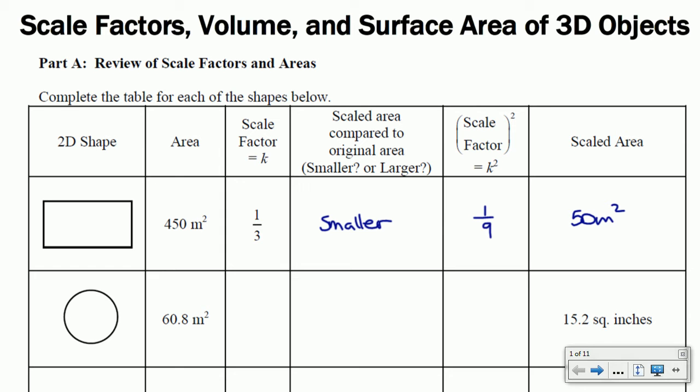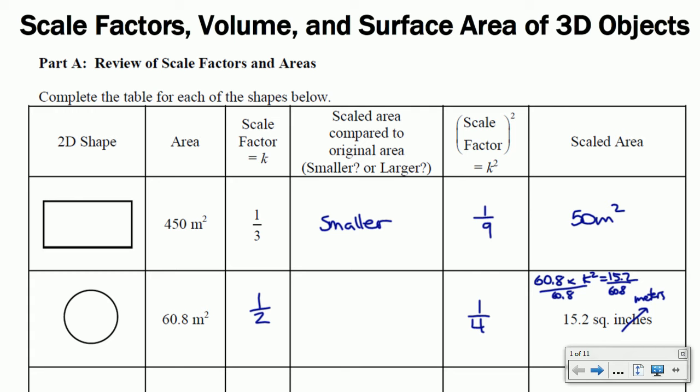In the second row, we have a circle with an area of 60.8 meters squared and a scaled area of 15.2 meters squared. So we can determine the scale factor squared by going 60.8 times k squared equals 15.2. We figure out k squared by dividing both sides of this equation by 60.8. And 15.2 divided by 60.8 gives us 1/4. So if we square root that, we get the scale factor, so that would be 1/2. If we square root 0.25, we get 0.5.